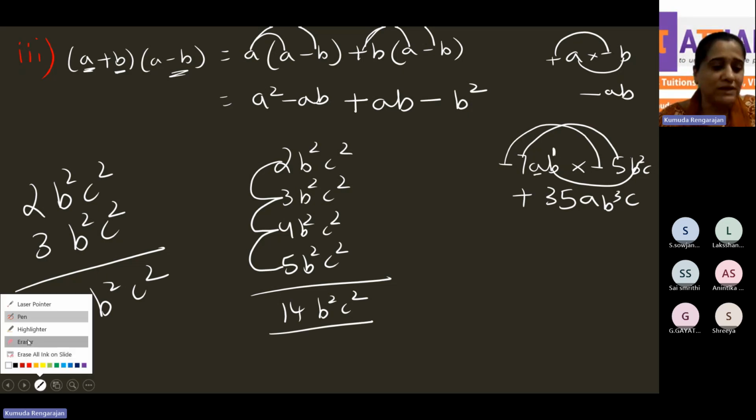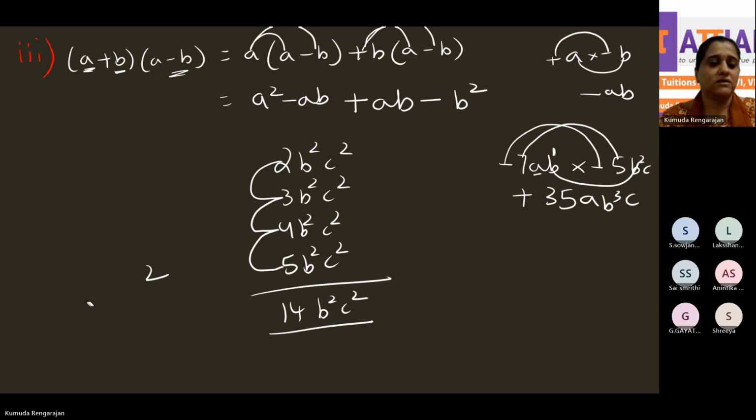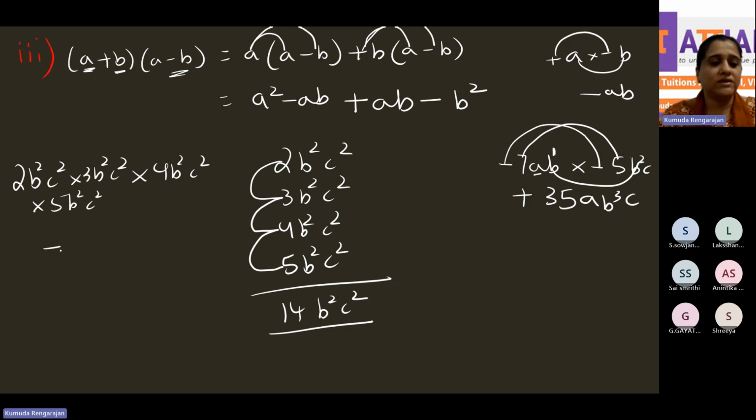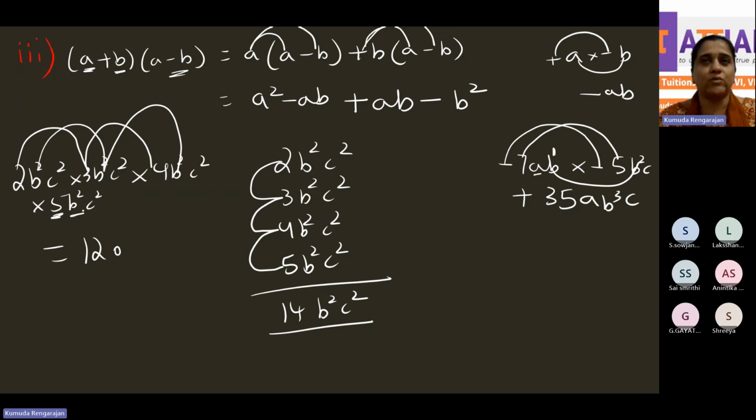On the other hand, if you have to multiply them, you have to find the product. 2b square c square into 3b square c square into 4b square c square into 5b square c square. Then the product will be 2 into 3, 6. 6 fours are 24. 24 into 5, 120. Then b square into b square into b square into b square. Bases are same, multiplication, add the powers. 2 plus 2 plus 2 plus 2, 8. B to the power 8.